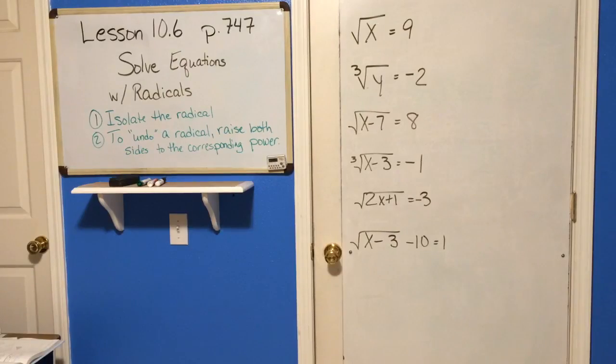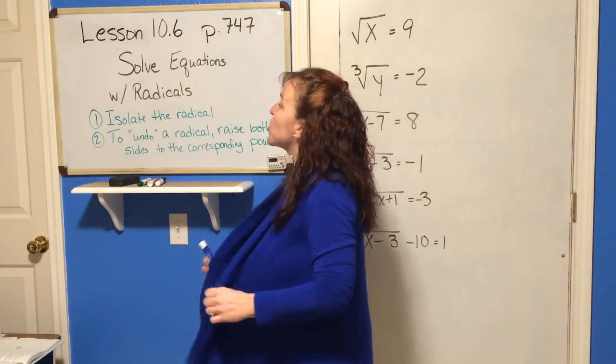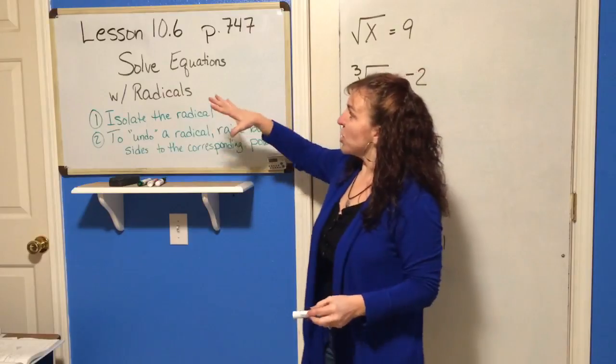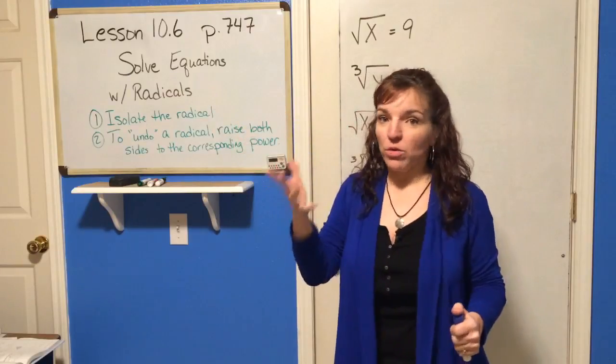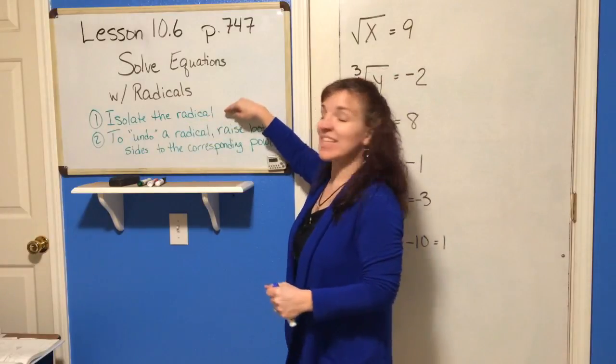Section 10.6, solve equations with radicals. All right, so remember when we're solving equations, we're simply trying to figure out what's the x. And usually we need to isolate the variable. Well, that's true. We are going to do that. But first, we're going to isolate the radical.